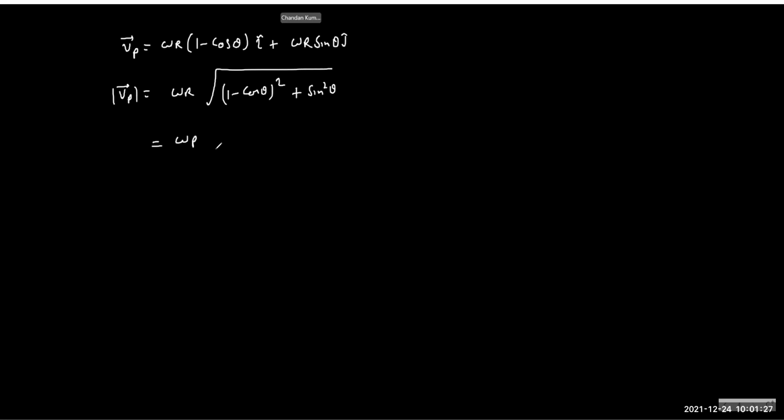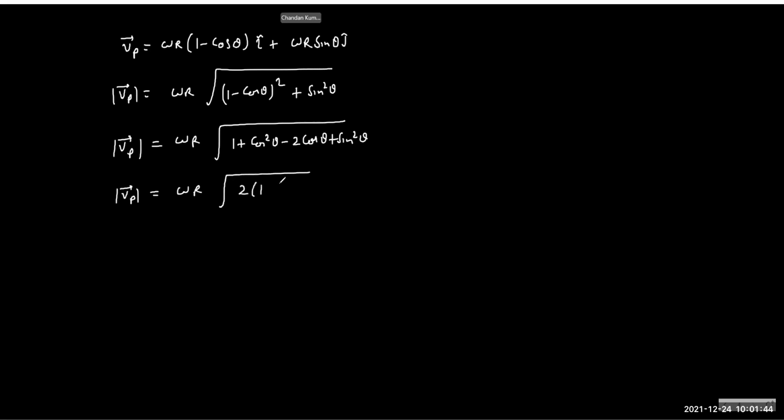So let's expand this under the root, which is 1 plus cos square theta minus 2 cos theta plus sin square theta. And in fact, we know these kinds of answers. We have seen this in kinematics quite often. This is 2 times 1 minus cos theta. And what is 2 times 1 minus cos theta? So how can we take this out of the root sign? Sir, that half angle rule. Yes, the half angle formula. So tell me what we can write here. You just tell me the answer. What should I write?